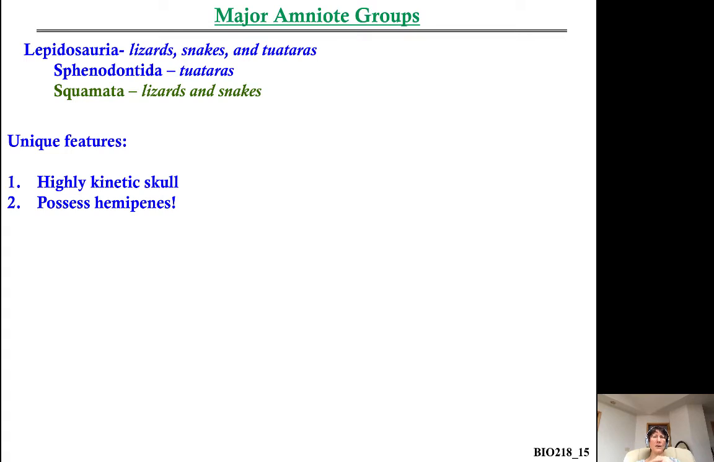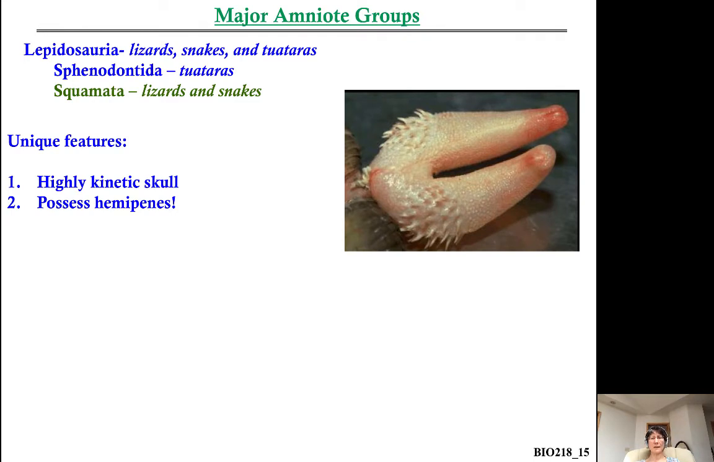You've probably heard or seen that snakes can separate parts of their bones to feed on very large objects or items. That's kind of sort of true, and I'll go into that in just a minute. But both of them have the ability to quite easily move bones in their head for a variety of purposes. So they're highly kinetic. The other major feature is that all lizards and snakes possess what are called hemipenes.